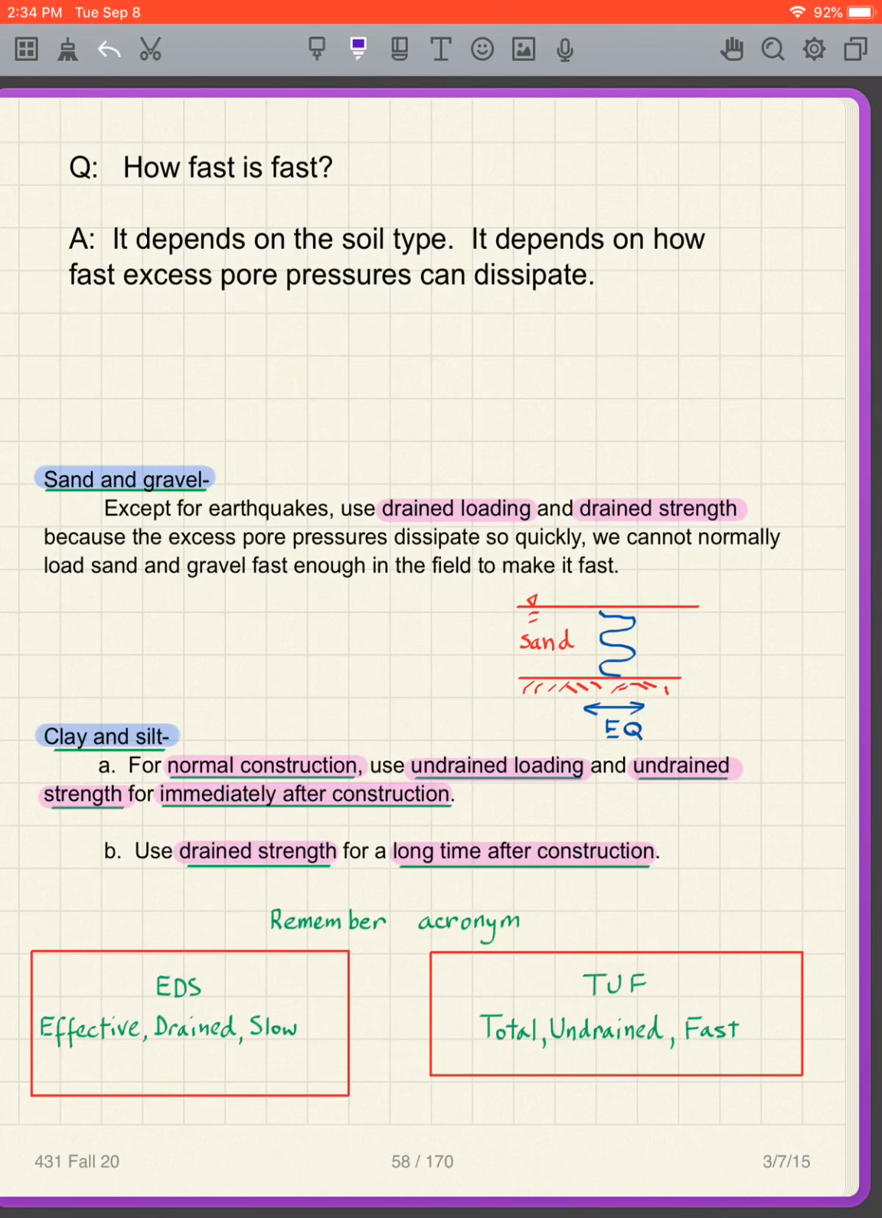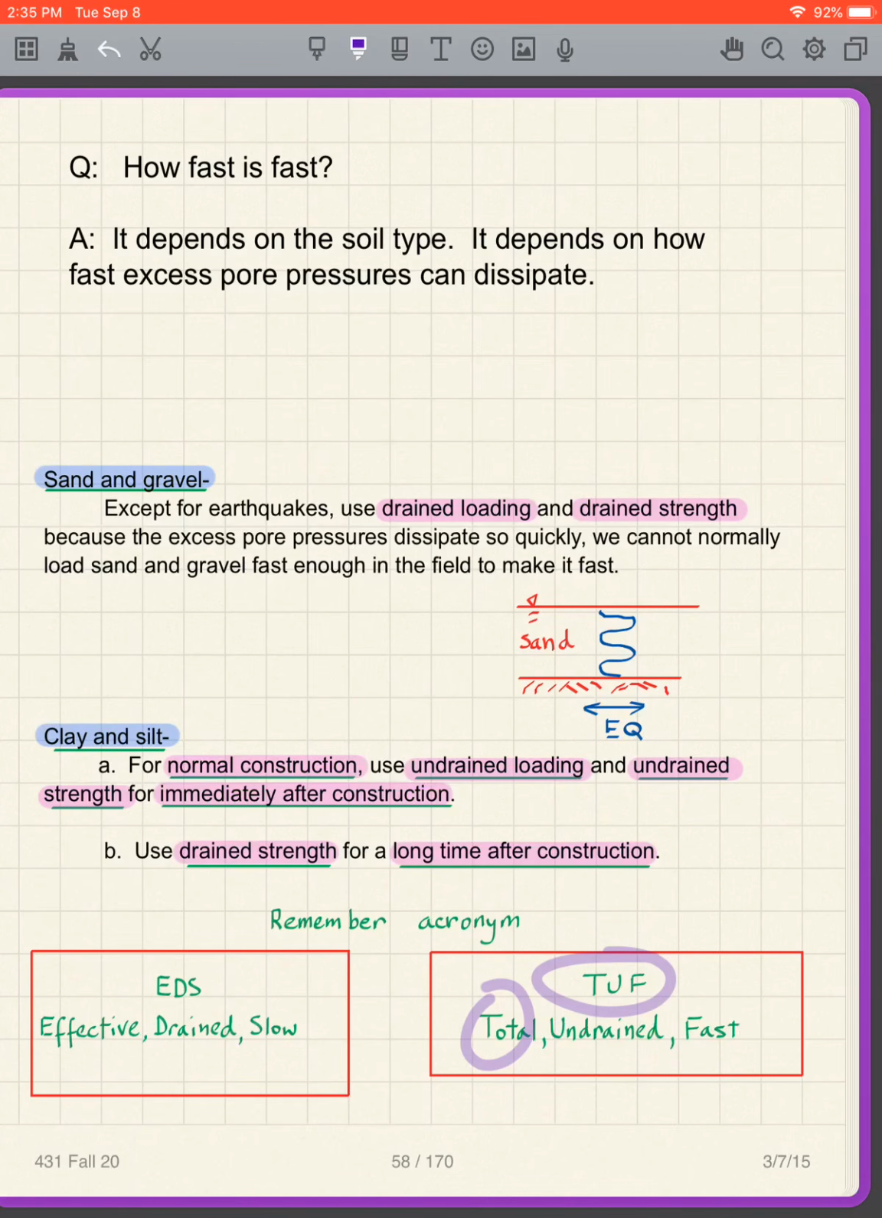What does EDS stand for? Effective, drained, slow. Those three go together. That means that when we have slow loading, the situation is drained, and we use effective stresses. We do what's called an effective stress analysis. I'll explain that later. TUF: total, undrained, fast.